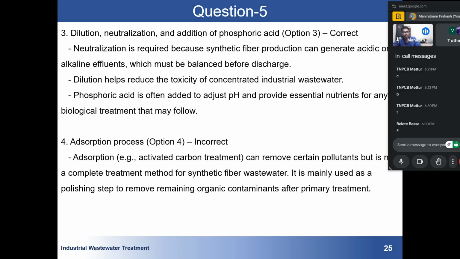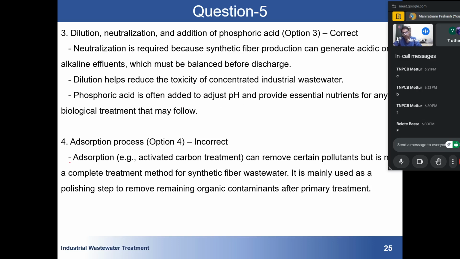Dilution, neutralization, and addition of phosphoric acid. Yes, neutralization is required because synthetic fiber production may generate acidic or alkaline effluent. We have seen it can produce acidic and also alkaline effluent, which must be balanced before discharge. Dilution helps reduce the toxicity of concentrated industrial wastewater. Phosphoric acid is often added to adjust the pH and provide essential nutrients for any biological treatment that may follow.